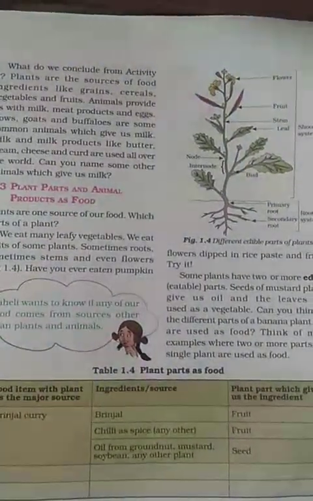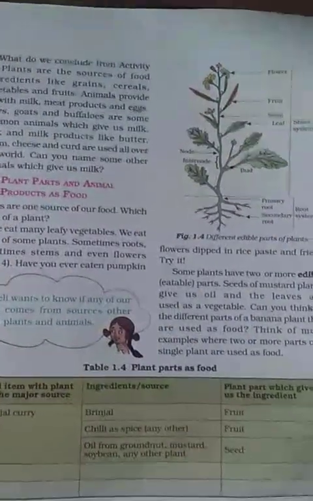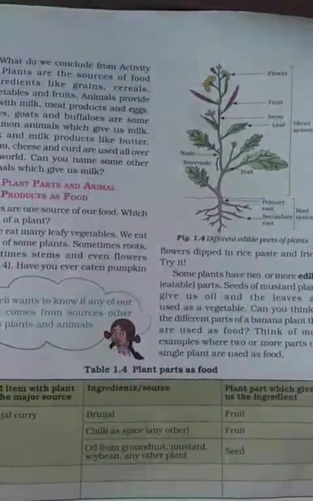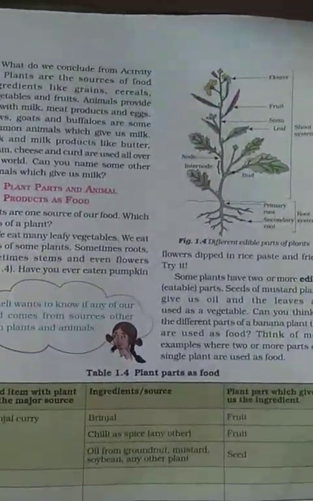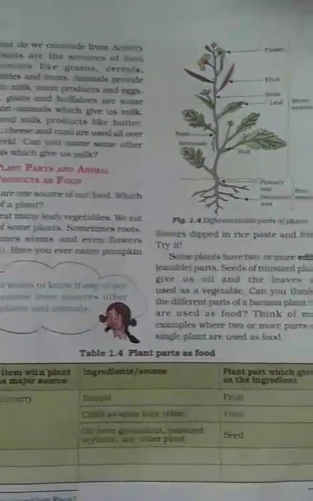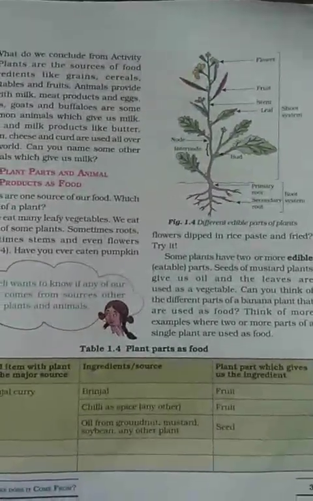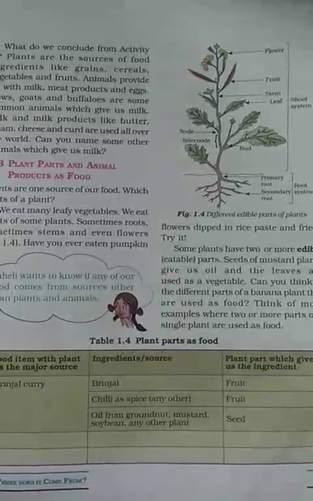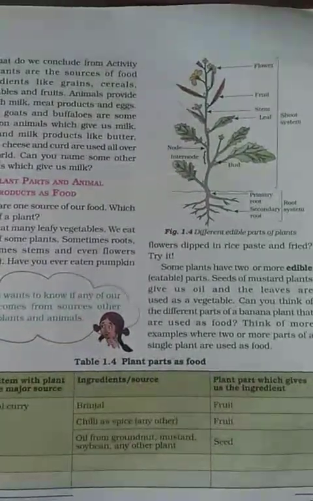Now Paheli wants to know if any of our food comes from sources other than the plants and animals. No, there are two main sources of food, that are the plants and the animals. Now, the plant parts as food. Flowers dipped in rice paste and fried.